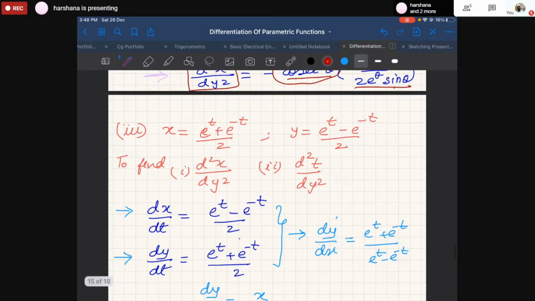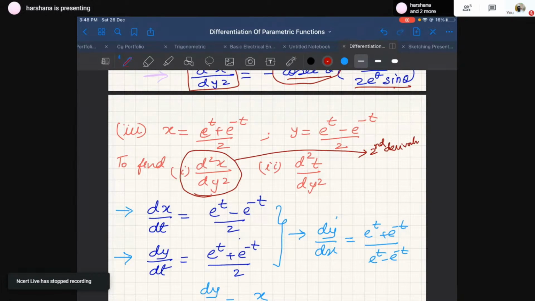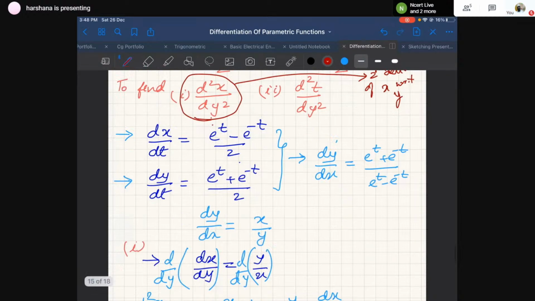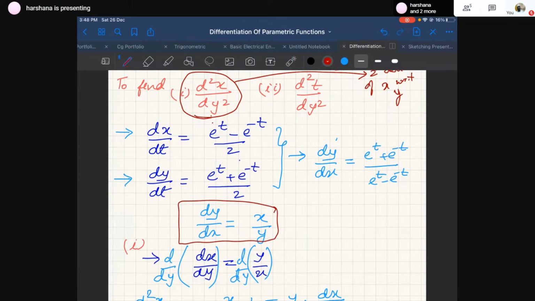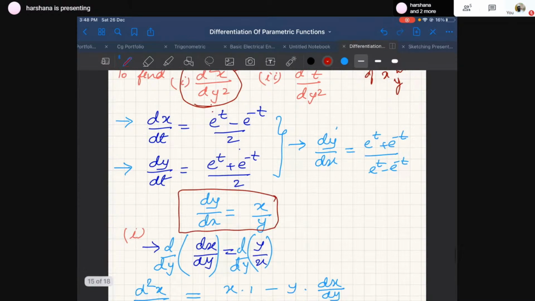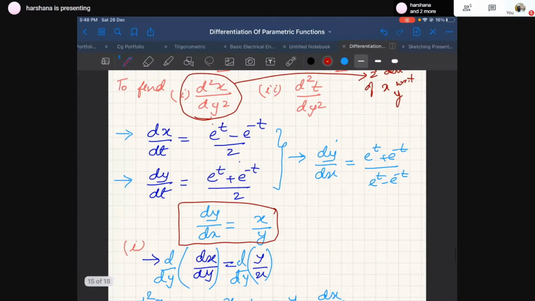Now here, next variation. The first variation I have given is d2x upon dy square. That means it's the second derivative of x with respect to y. We have d2x on dy square. So first we go for dx on dy first. We find dy on dx as usual, with the simplification.